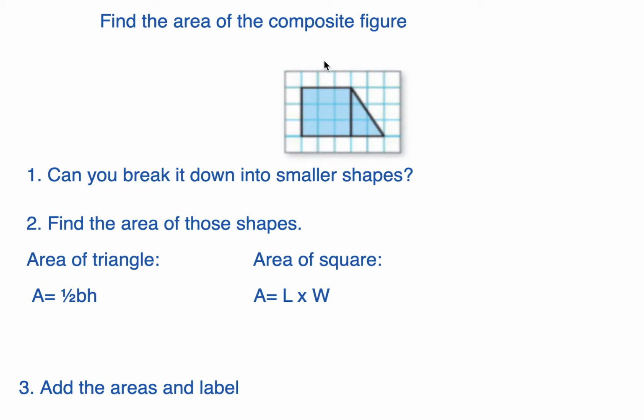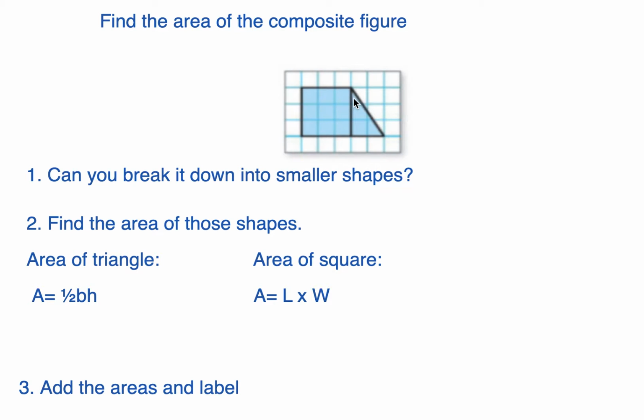Now, you're going to see the word here, composite figure, and it says find the area of the composite figure. What is a composite figure? Well, a composite figure is a figure that gives you two or more shapes, and they're two-dimensional. So see how this used to be a trapezoid? Well, all I did is take a pencil and draw a line down here, and now, instead of a trapezoid, I have a square and I have a triangle.